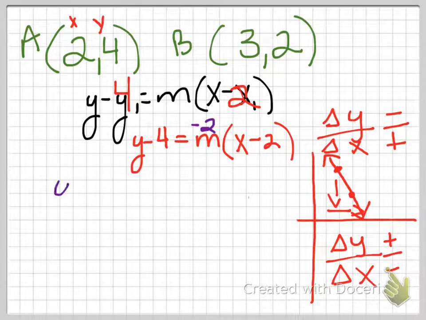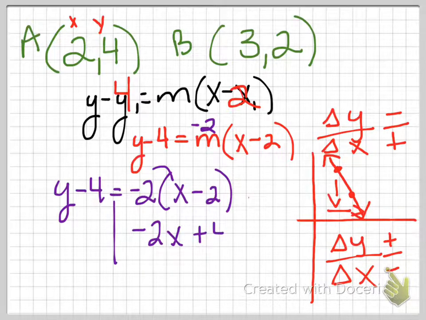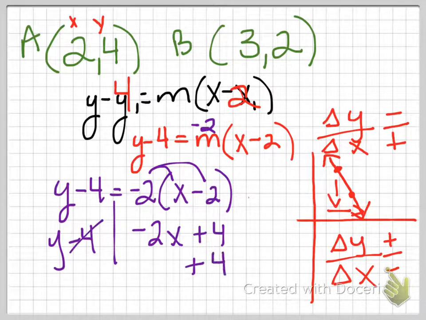So let's clean this up. We have y minus 4 equals negative 2 times x minus 2. And then we just do the work, right? You have a negative 2x, positive 4, and then bring down the y minus 4. We can go ahead and add that 4. That gives us 8, and that gives us our answer.